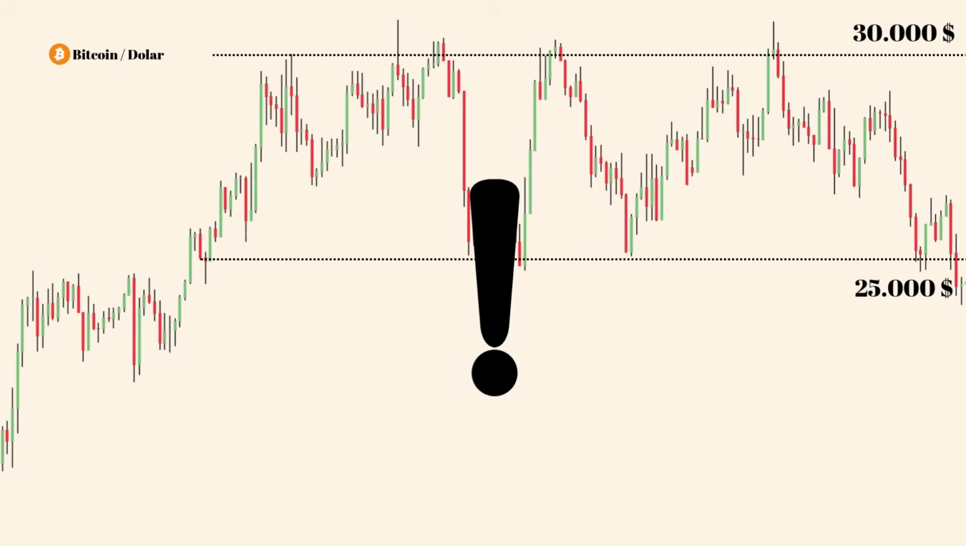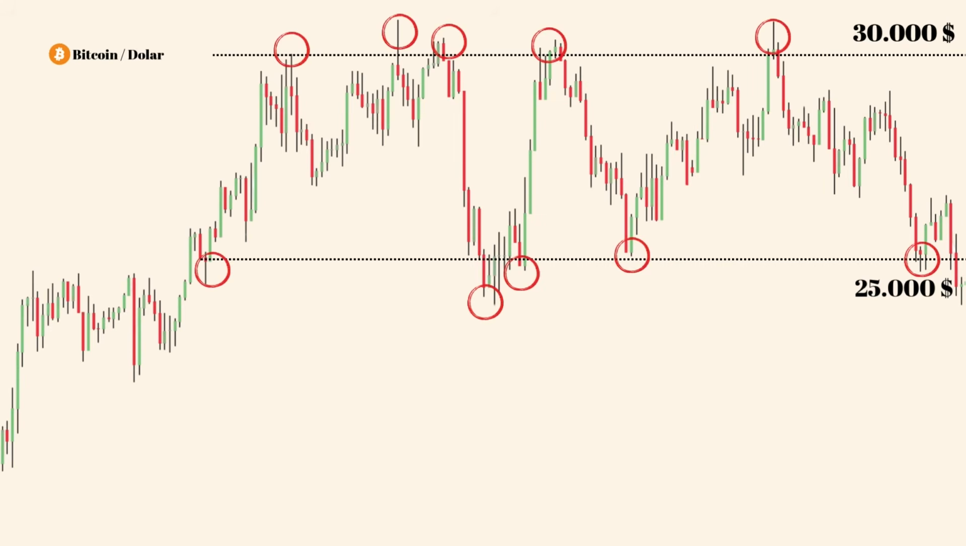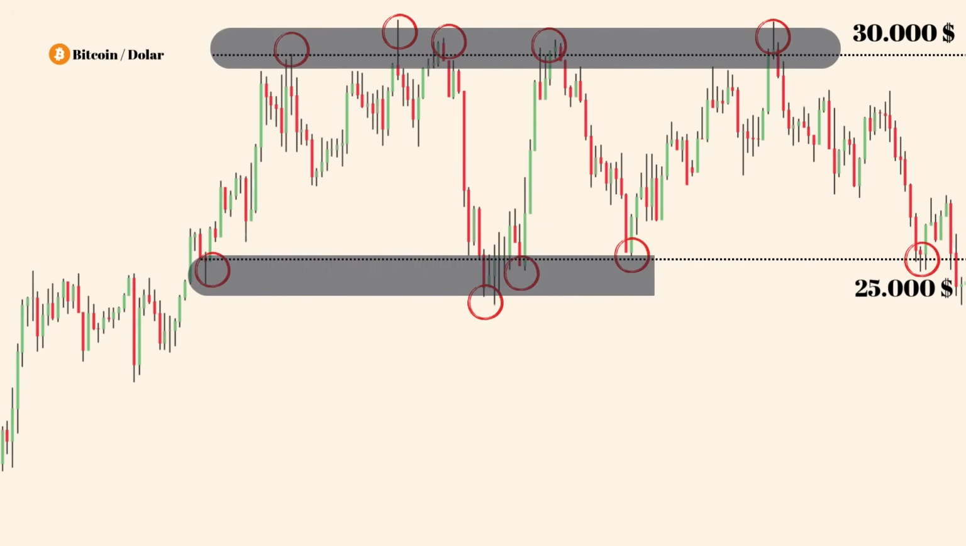One thing to emphasize, support and resistance are not single lines, they are zones. Many beginners say Bitcoin can't surpass $30,000, but the price may rise to $30,050 or drop to $29,950. So, resistance is around $30,000. Expecting exact points can mislead you.